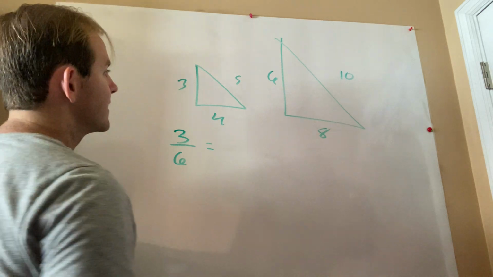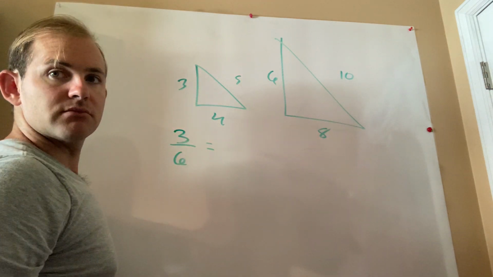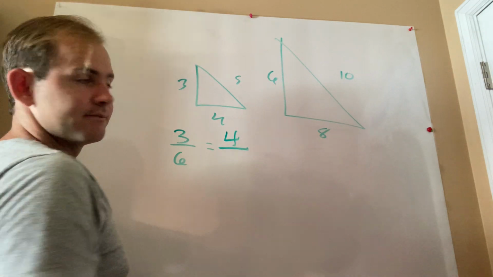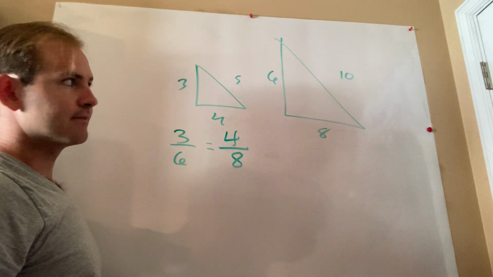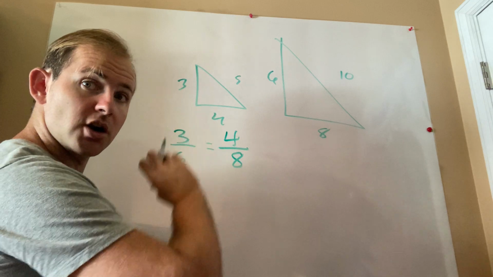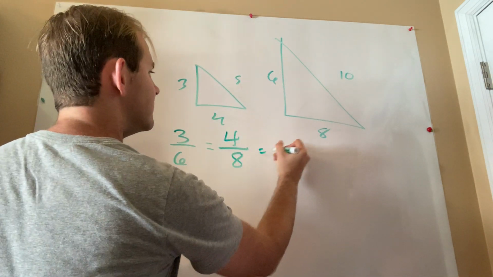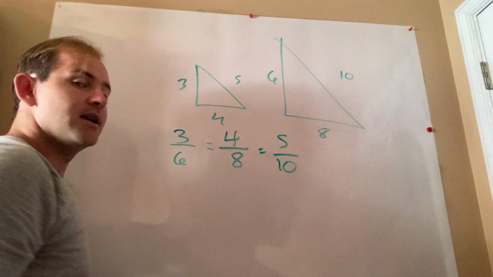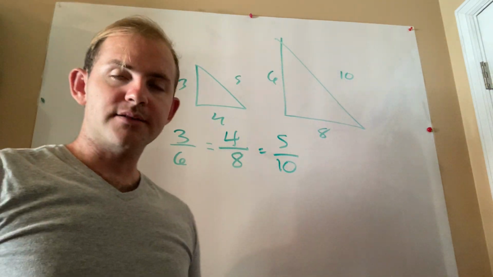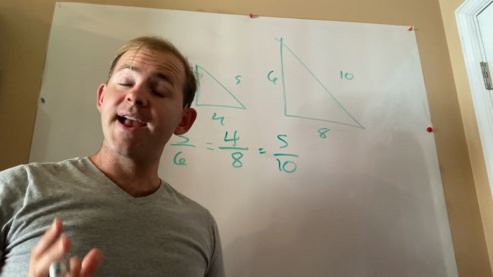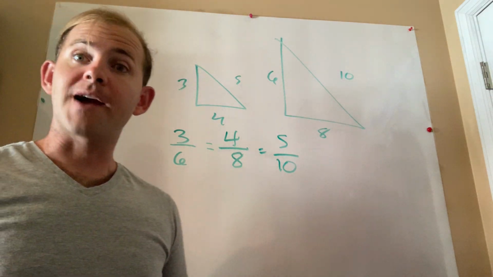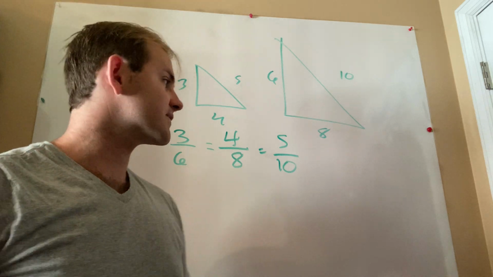So far, so good. What's the next smallest number? 4. What's the next smallest number over here? 8. Last but not least, what's the largest number? 5. What's the largest number over there? 10. So, in order for the 2 triangles to be similar by SSS, all 3 of these ratios, proportions, fractions, whatever you want to call them, have to be the same.